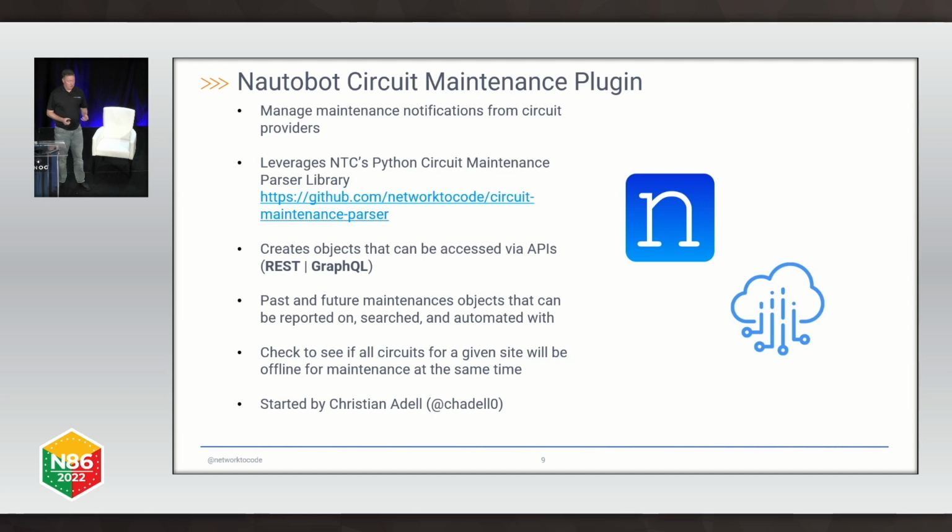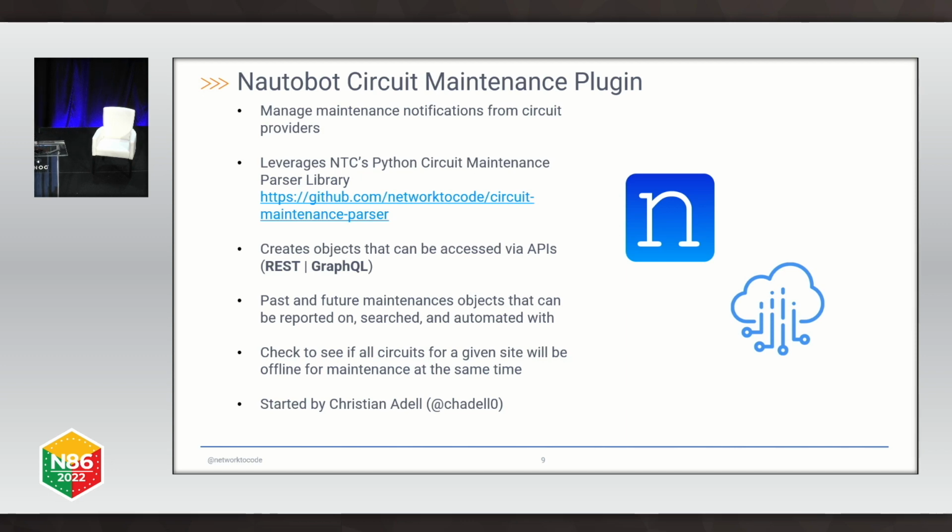Within this, there's a library that's a Python library, a circuit maintenance parser library. So we are looking at doing parsers. And through this process that we'll see, that will create objects that can be accessed via APIs inside of your environment. That's both REST APIs and GraphQL endpoints. And then look at past and future maintenances that are going on.